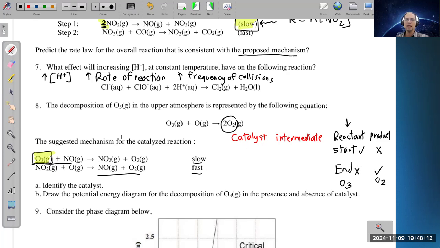Okay, what about a catalyst? What is a catalyst? A catalyst is something that I have. Do you have a catalyst? What is the catalyst?